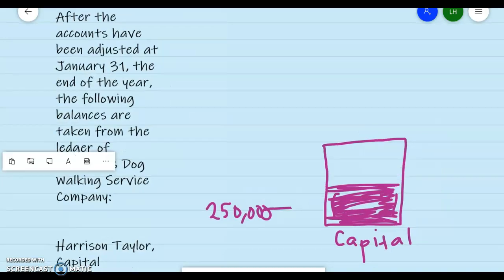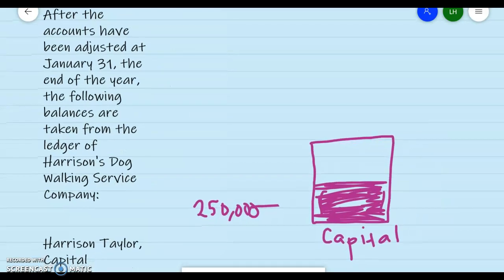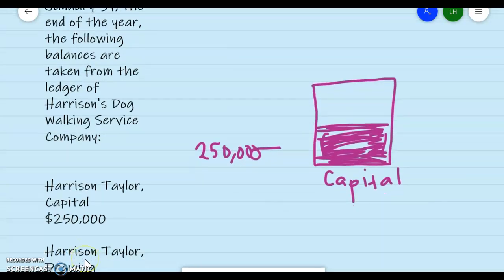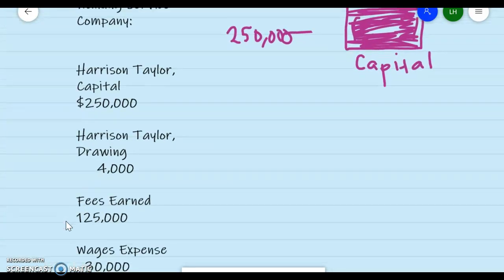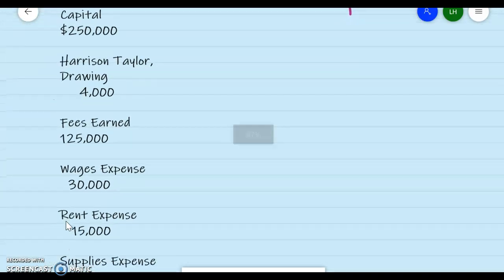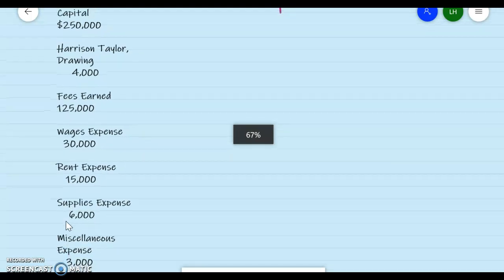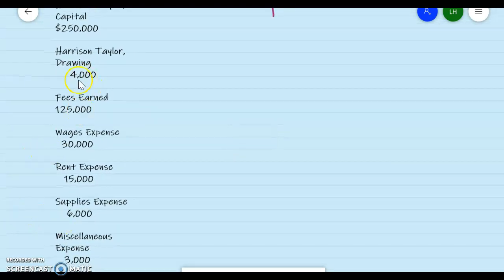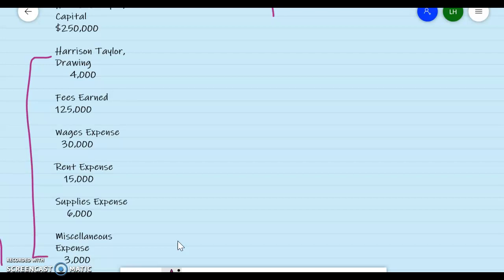Okay, this is going to be a video on closing entries. So here it's asking us to close these accounts. Remember, you close revenue, you close expenses, and you close drawing to capital. So these are the accounts that need to be closed, and all of these will be closed and everything will end up in this capital account.